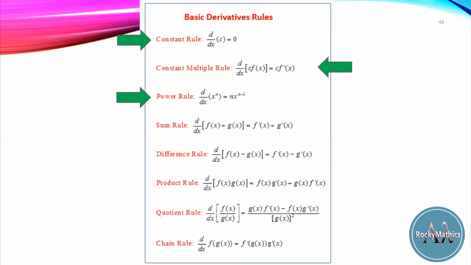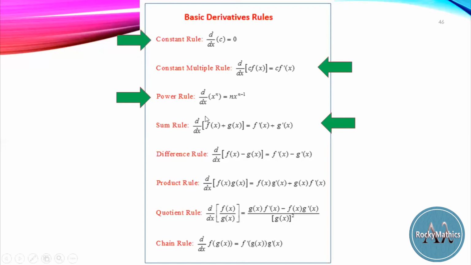Now the next one is the power rule. The power rule can be used if we are given a function of this form, x raised to n. So what is the derivative of x raised to n? This is equal to n times x raised to n minus 1. So for example, what is the derivative of x squared? Since 2 is the exponent, you simply copy it: 2 times x raised to 2 minus 1. So that is 2x.